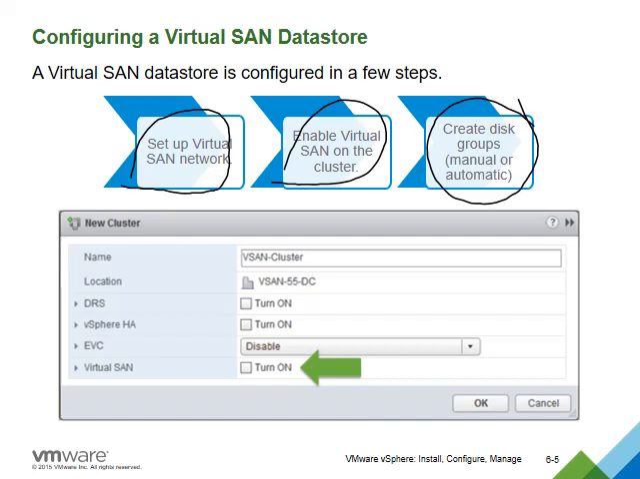And when we're in here creating the new cluster, give it the name, the location, and if you want to turn on any vSphere features, vSAN, or virtual SAN, is one of them. And then we click OK.